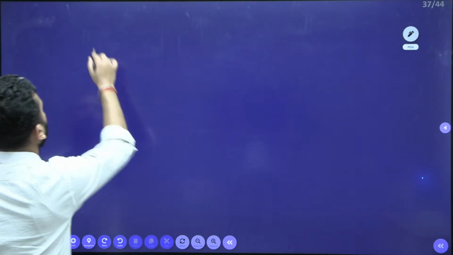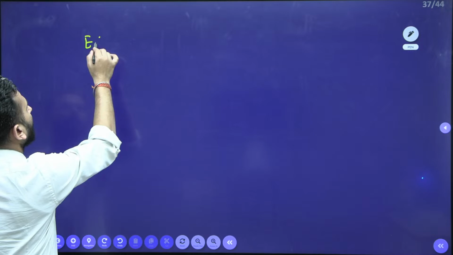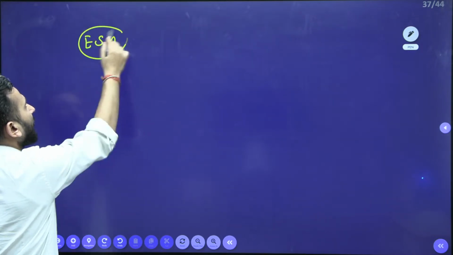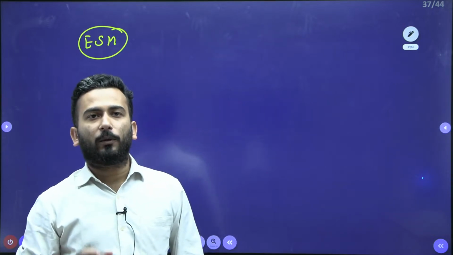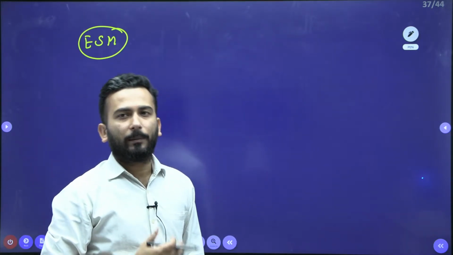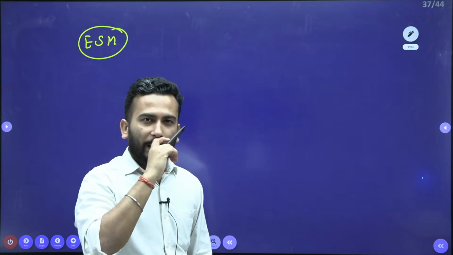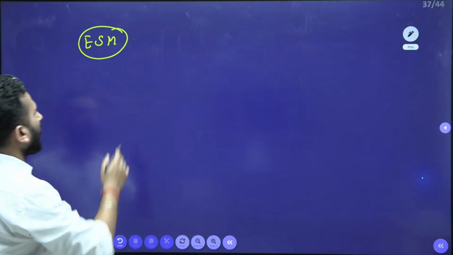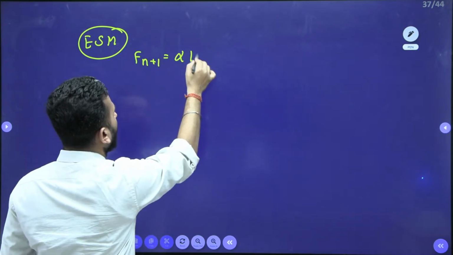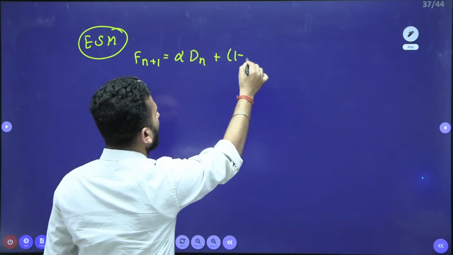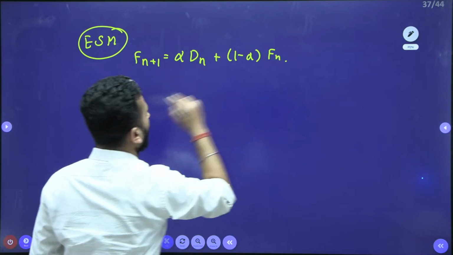Now my dear friends, you can always expect a question from exponential smoothing method. Every time we can expect a question from exponential smoothing method. In my opinion, that is the most important topic from this chapter. What is the formula, my dear friends? The formula is F(n+1) = alpha × D(n) + (1 − alpha) × F(n), right?